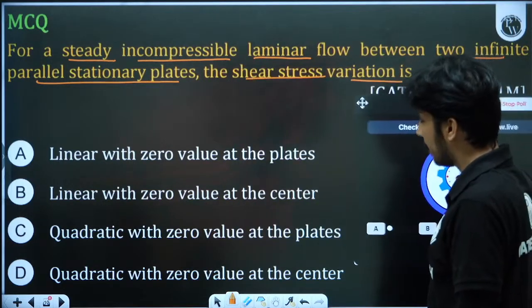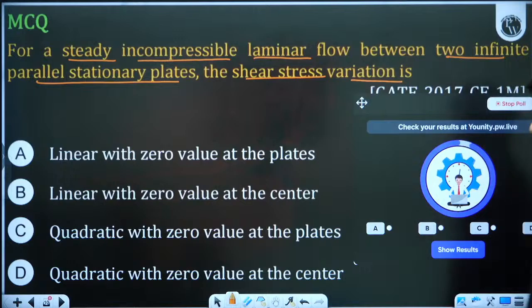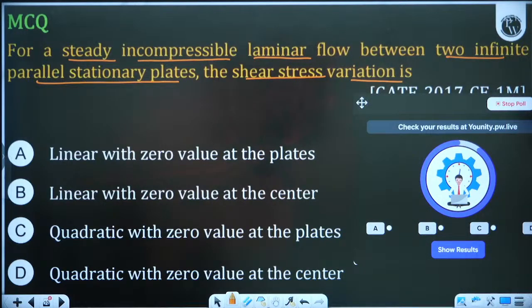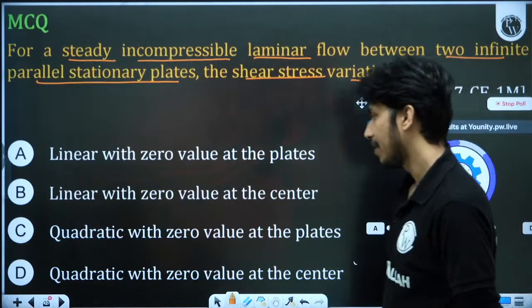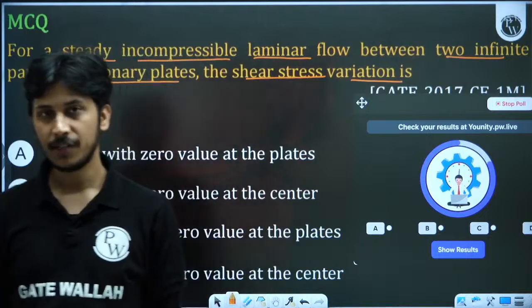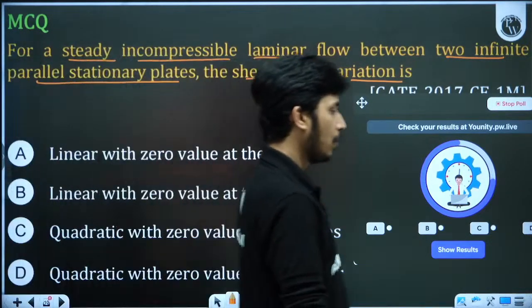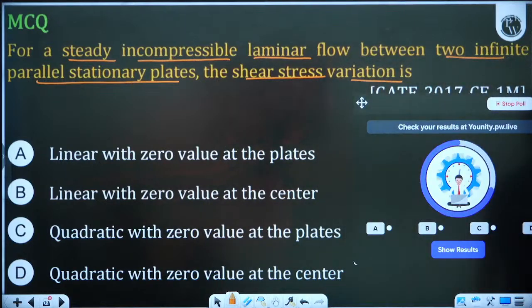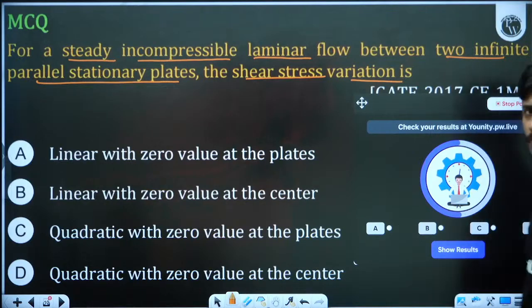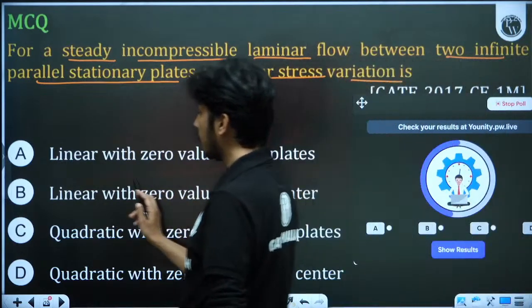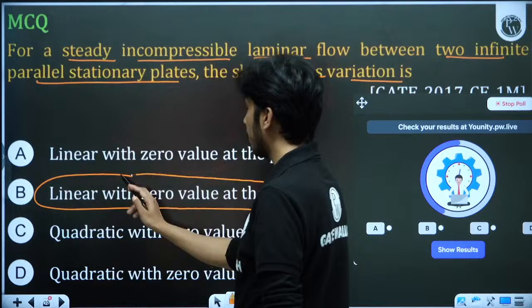For parallel plates, it is not asking for the pipe, it is asking for the parallel plates. Whether it is quadratic, whether it is linear, and what is the shear stress at the center? So here the answer will be B part, because shear stress variation is linear and zero shear stress at center.